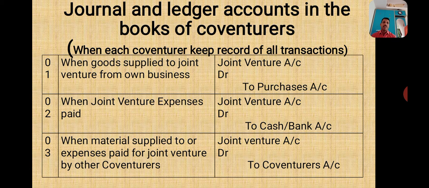Why is the cash or bank account credited here? If we paid the joint venture expenses from our bank, then it reduces the balance in our bank account. If we paid out of our cash, cash goes out of the business. The real account rule says: debit what comes in, credit what goes out. So the cash or bank account should be credited, and the joint venture account should be debited. And the next entry relates to when material is supplied to, or expenses are paid for, the joint venture by other co-venturers.